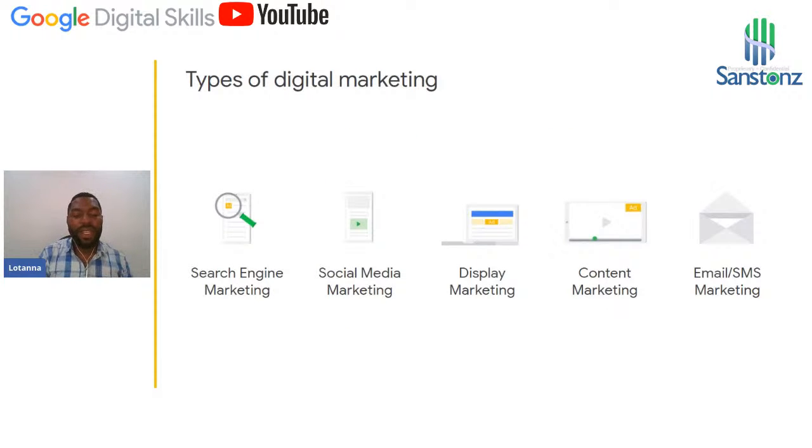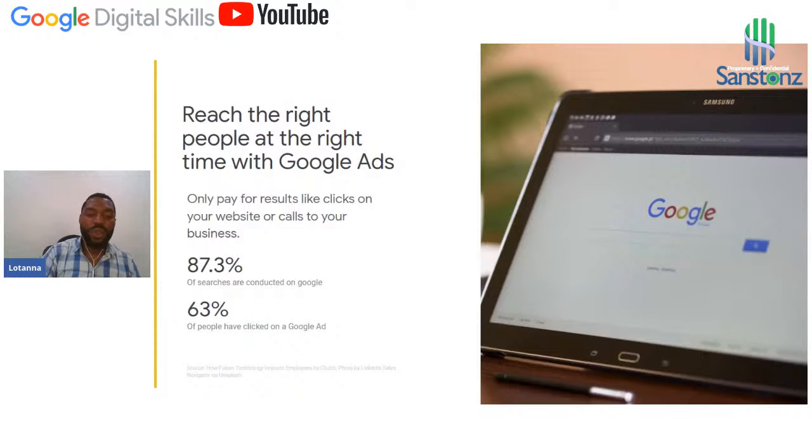So types of digital marketing, let's deal with types of digital marketing. We have different types of digital marketing, but we're going to consider some of these, all right? We have search engine marketing, social media marketing, display marketing, content marketing, and of course we have email/SMS marketing, okay? So again, if you didn't get anything today, please understand we have these types of marketing: search engine marketing, social media marketing, display marketing, and content marketing. And then we have email/SMS marketing. We are going to be dealing with them one after the other.